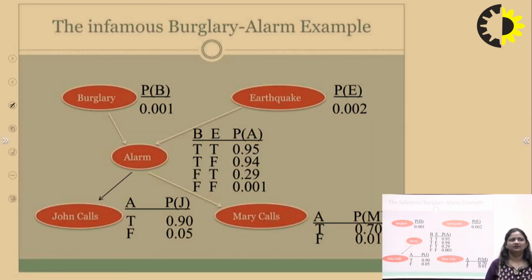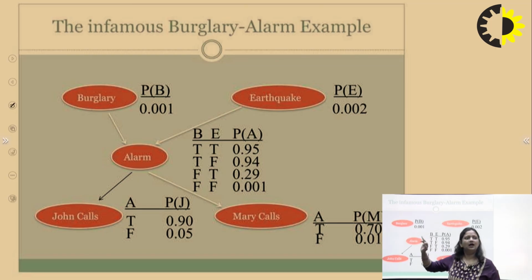So yes, that can be a Bayesian belief network. John calls, Mary calls, earthquake and burglary. The alarm will blow in case of burglary and earthquake.